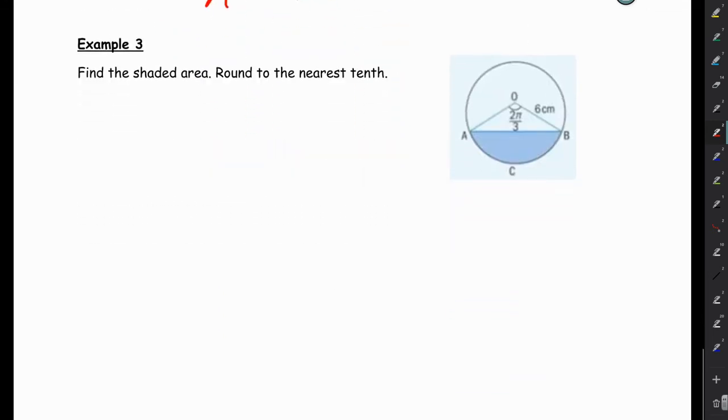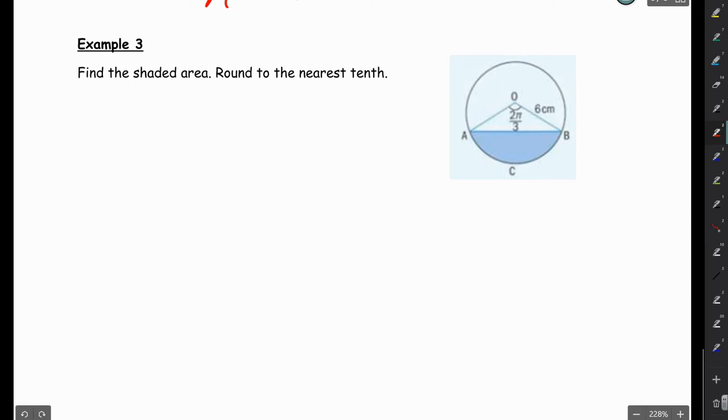Right, the last one is more a better example of what you might see on an IB exam. It says find the shaded area, round to the nearest tenth. And I always like to write out in words what I want to do here. So I want to find the area of the shaded part. So I have this area of the sector, this whole piece here, all the way here. This is the area of the sector. And I have to subtract out the area of this triangle in order to get that shaded area.